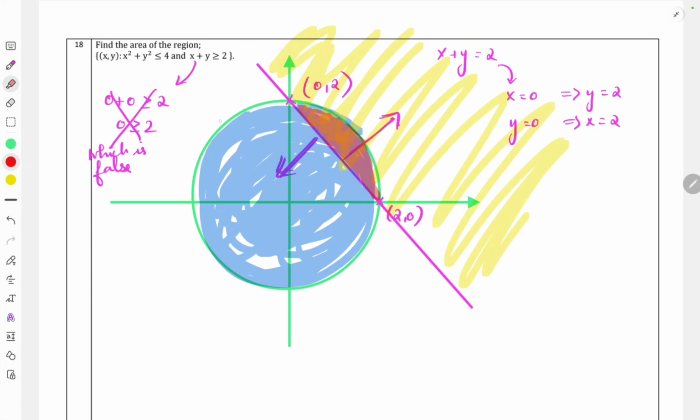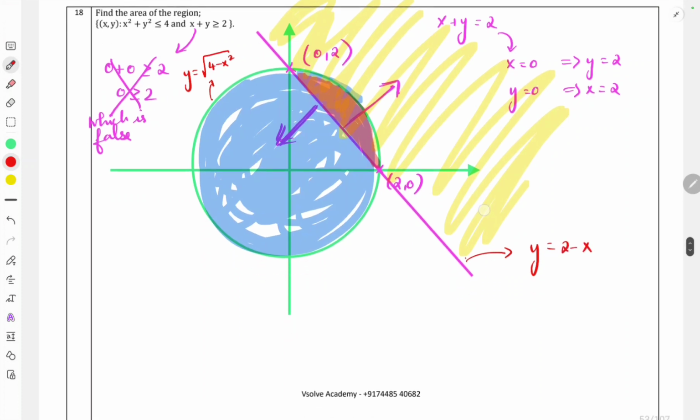So this is the curve equation, which is y equal to root of 4 minus x square, because it is in the first quadrant. And this is the line equation, which I have to write in terms of y only. So I am taking a strip along the x axis, a vertical strip, not the horizontal strip. So y will be equal to 2 minus x.